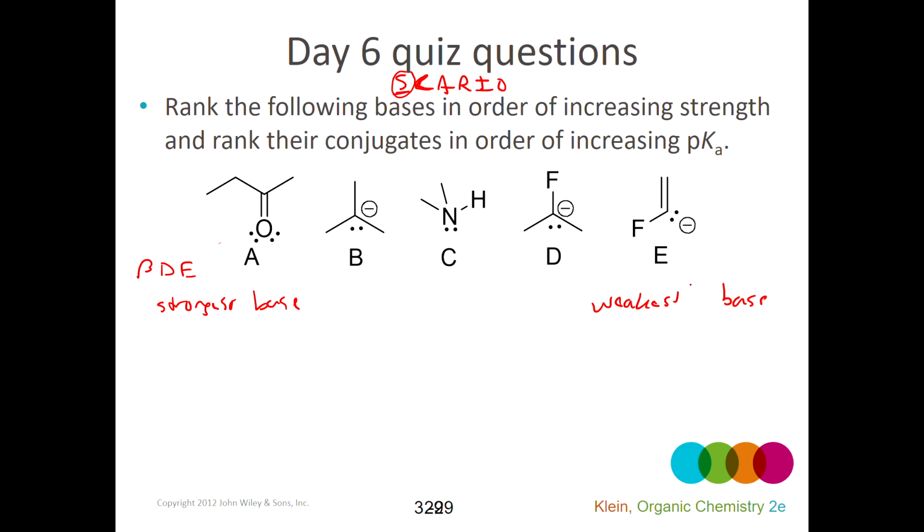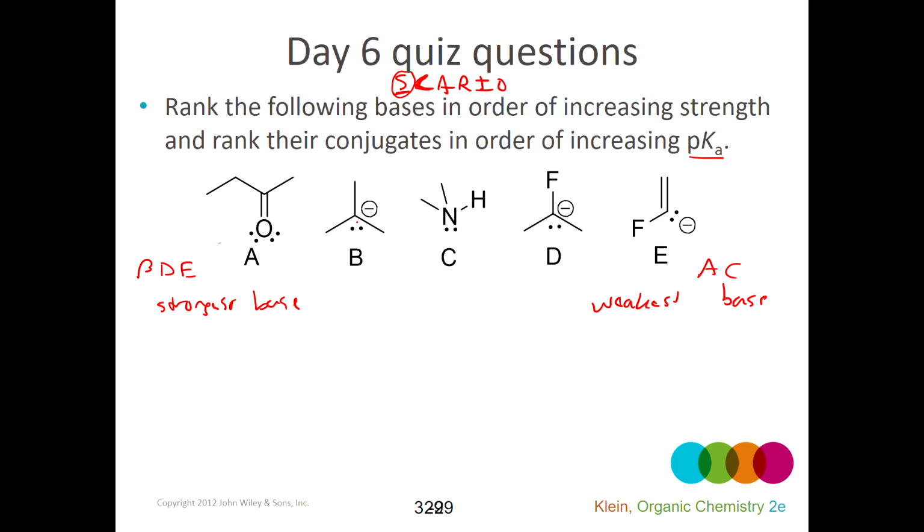So they're not going to be likely to act as a base. And so we can put A and C over here. We also have to recognize the relationship between how strong the base is and what the pKa value will be for the conjugate acid. All right, so let's just take a look at one of these.